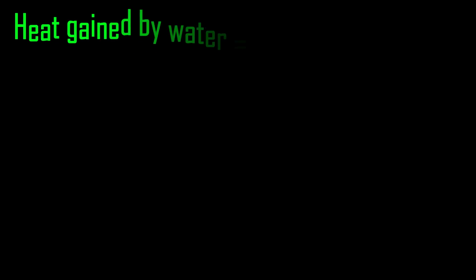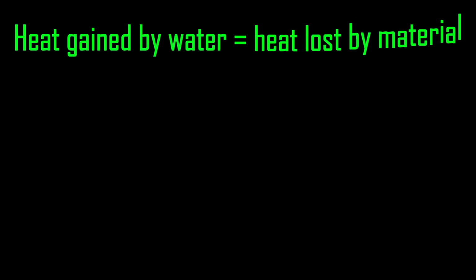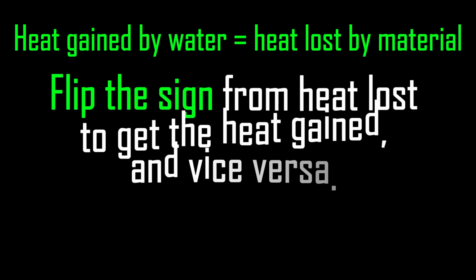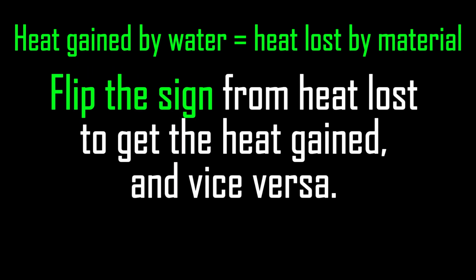When you're doing calorimetry problems, it's important to note that the amount of heat gained by the water is the same amount of heat lost by the other material. So, if you find the heat gained by the water, or the Q for water, you can just flip the Q's sign from positive to negative to get the heat lost by the material and vice versa.